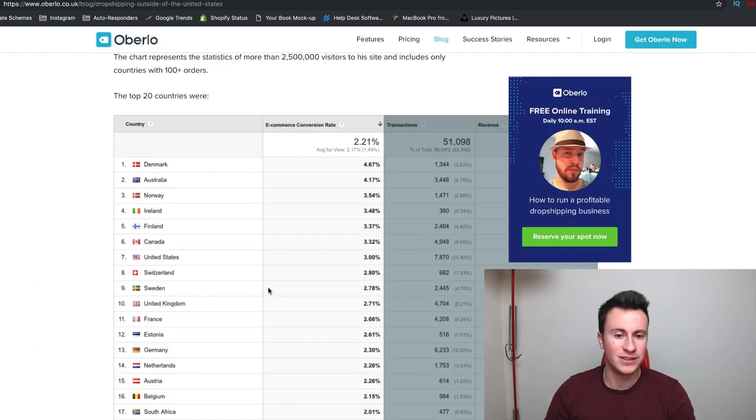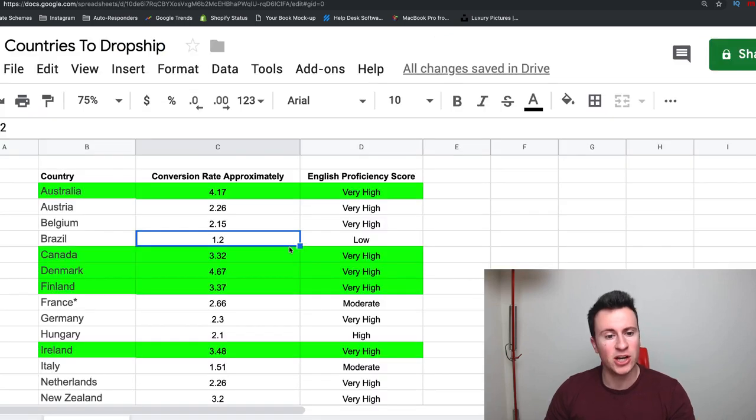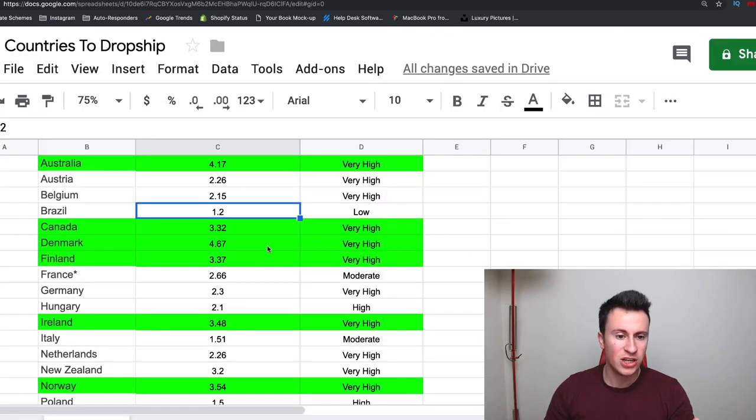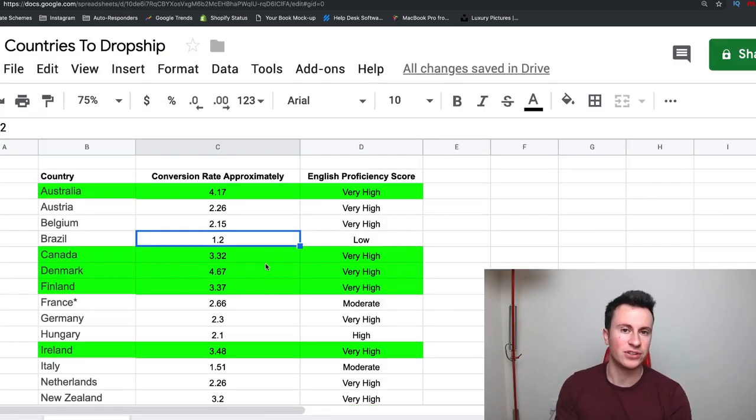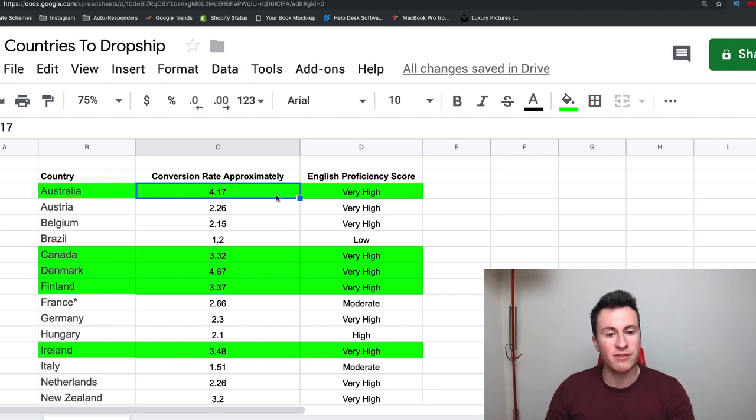Now, not all of the countries are in this study. So I had to do my own research just to fill in the gaps. But essentially, you get the idea. You can see on average then the traffic that comes from the particular country, how much it would convert in a percentage. So for example, then Australia, for every 100 visitors, you would get 4.17 orders.